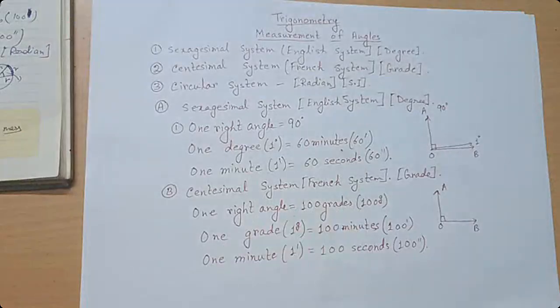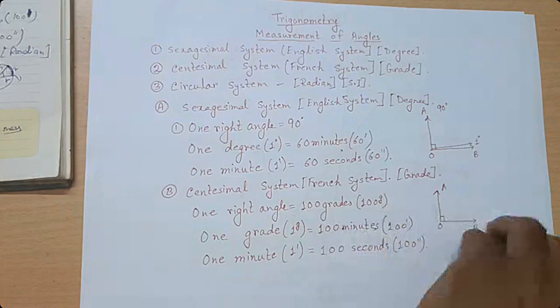In sexagesimal system, one right angle is equal to 90 degree. 1 degree equal to 60 minutes, and 1 minute equal to 60 seconds. In centesimal system, it is a French system, and the unit is grade. In French system, one right angle is equal to 100 grade, and 1 grade equal to 100 minutes, and 1 minute equal to 100 seconds.